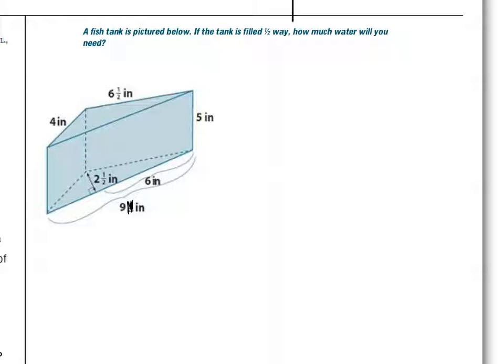Alright, so the tank is filled halfway. That means that if I'm looking at this picture, the volume of my tank is only filled up to this level. So I'm only worried about the bottom half of this tank. Now I know that a lot of us can identify this. We're going to make sure that we write this in equation form.